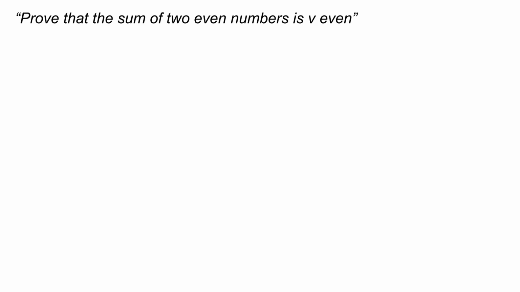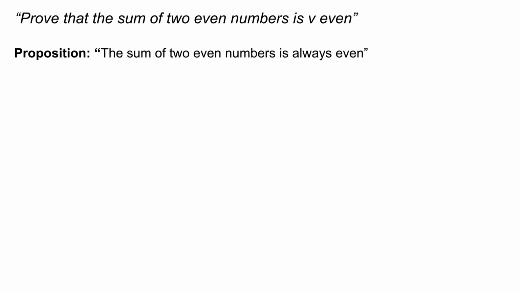Now let's jump straight into an example of how proofs should be structured. The exercise is: prove that the sum of two even numbers is always even. When starting proofs, you should always start by writing down the proposition or statement that you're trying to prove. This makes it immediately obvious to the reader what the rest of your proof is working towards. In this example, we can write: Proposition: the sum of two even numbers is always even.